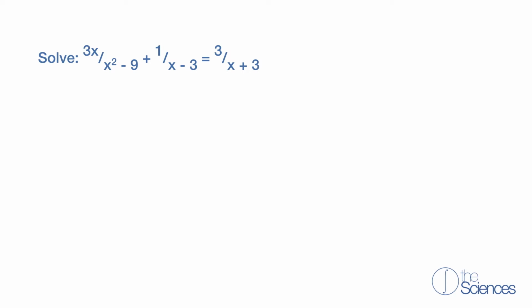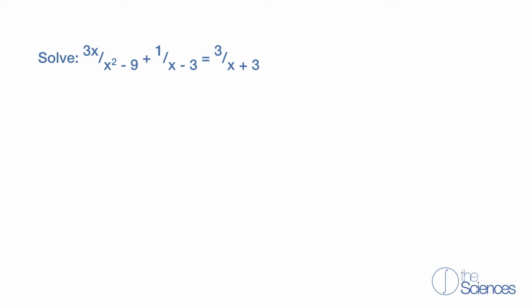Solve 3x over x squared minus 9 plus 1 over x minus 3 equals 3 over x plus 3. So now notice that we have a term that can be factored.